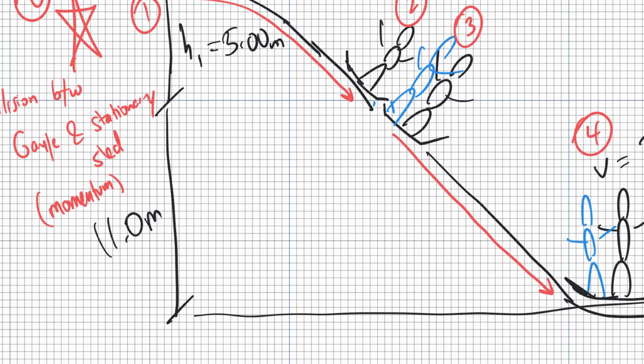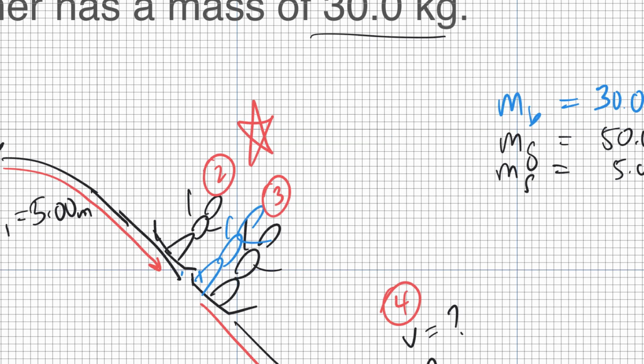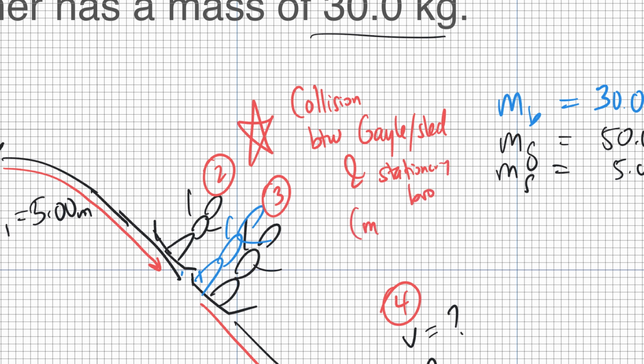But okay, so up here we've got this second star. Now we've got a collision. This is our other collision. And this collision is between Gayle and the sled, and the stationary brother. And again, we'll use a momentum equation here, right? It is an isolated system because there's no friction. We've removed the friction from the problem.